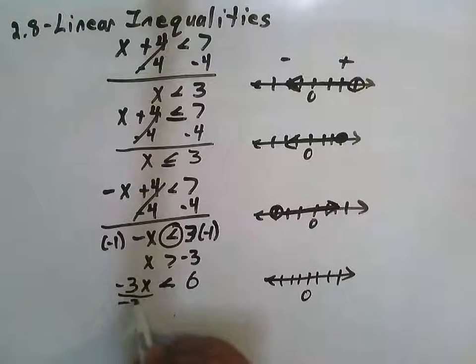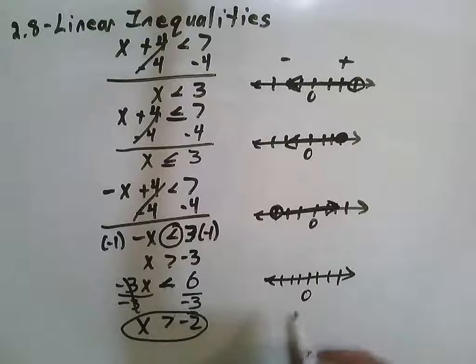I have to divide both of these by -3. Anytime I multiply by a negative or divide by a negative, I have to reverse the sign. So now x is greater than, I have a positive and a negative, which is going to be a -2. And that's going to tell me that that's my inequality. So when I graph this out, I go to -2.